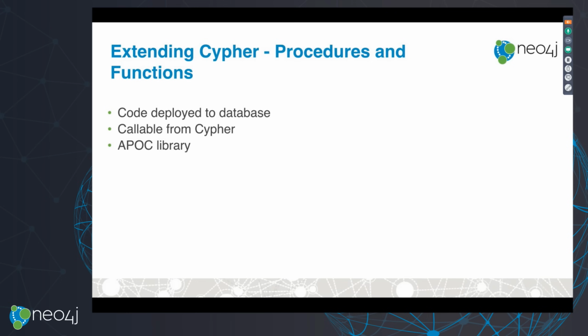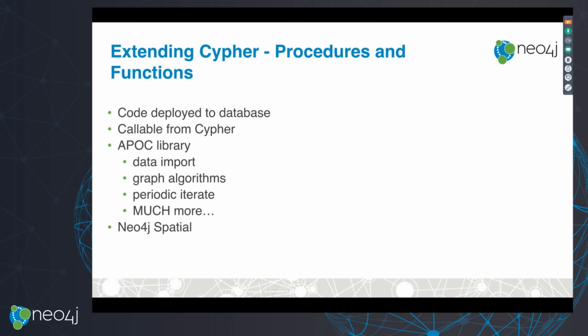So anyone can write a procedure and function and deploy it to Neo4j, but there are a number of libraries that exist out there that contain some common operations that are very helpful for working with graphs in Neo4j. There's the APOC library, which stands for Awesome Procedures on Cypher, that contains procedures and functions for things like data import from additional sources, things like importing from relational databases, things like working with parsing dates, graph algorithms, periodic jobs. There's a lot of things in APOC, sort of the batteries included piece of Neo4j.